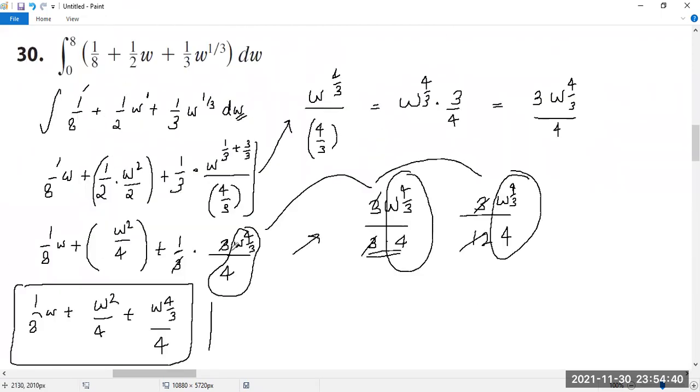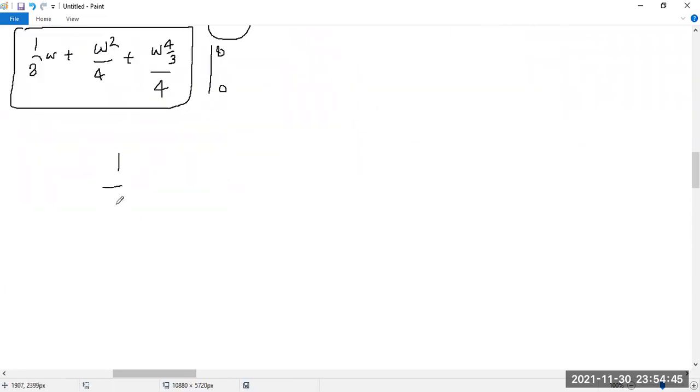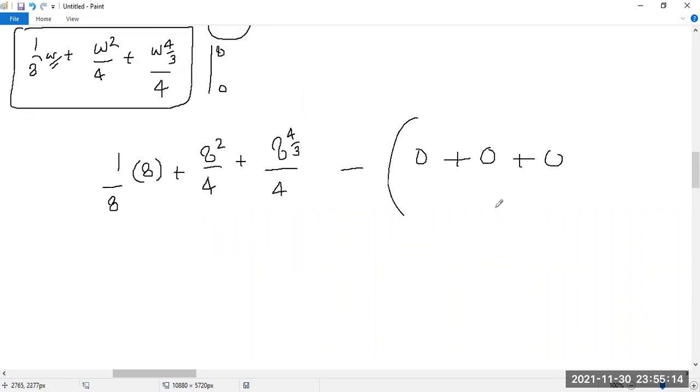But remember, we want to evaluate it from 8 to 0. So 8 is our upper bound, 0 is our lower bound. So we're going to plug in our upper bound, 8. So we plugged in our upper bound here, 8 squared over 4 plus, you could think of this as 8 to the 4/3, and we'll get to that, minus, had we plugged in a 0. So if you plug in a 0, you'll get 0 plus 0 plus 0. So all of this will go to 0. So really our only concern is to solve this part.